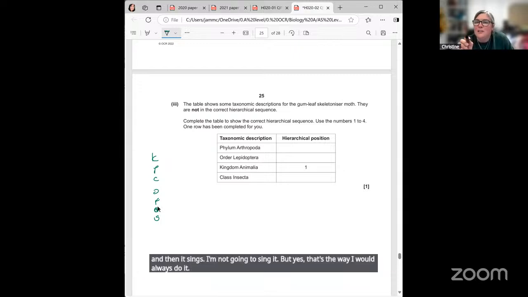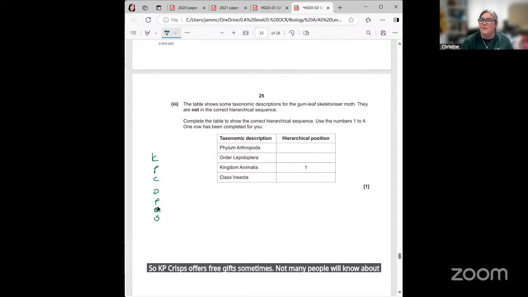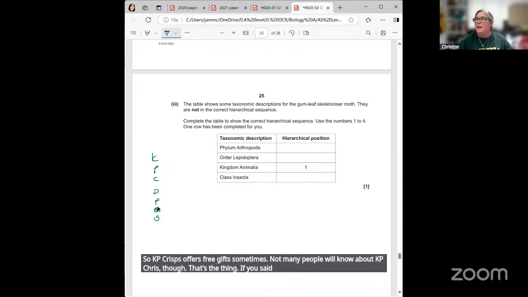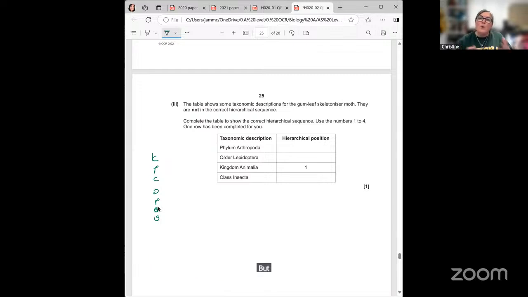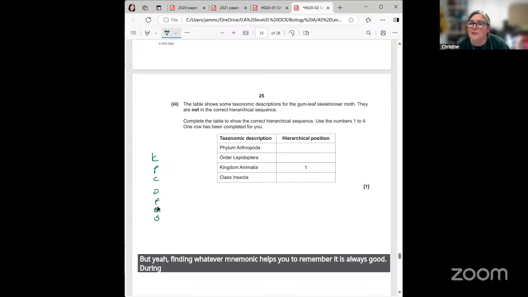So KP Crisps offers free gifts sometimes. Not many people will know about KP Crisps, though. That's the thing. If you said Sensations or KP peanuts nowadays, you don't tend to get very many KP Crisps. But finding whatever mnemonic helps you to remember it is always good. During kayaking, Paul caught octopuses for grilling supper. There we go. That's a cool one.